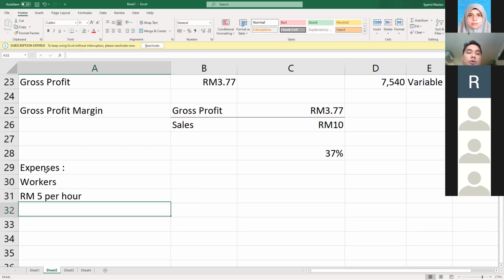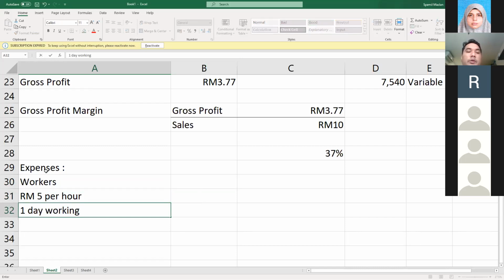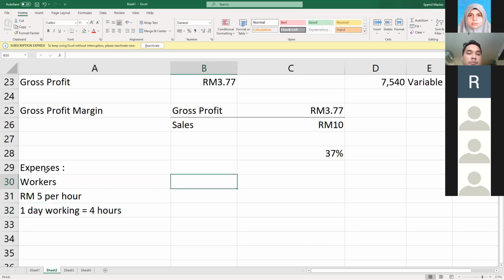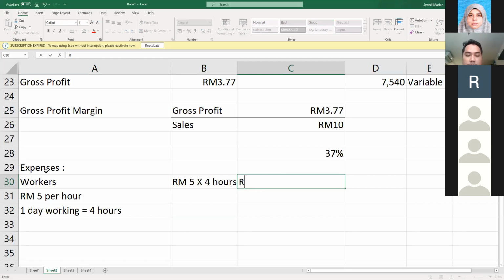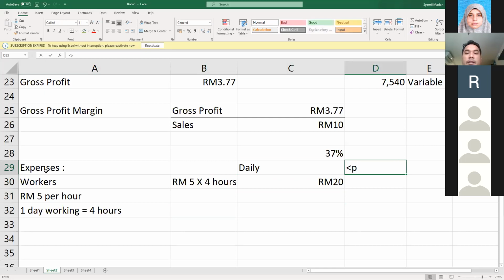Okay, one day of working is about how many hours? So maybe you want to start selling burgers from 6 p.m. until 10 p.m. It's about 4 hours. So the workers' cost is about RM5 multiplied by 4 hours, so per day it is about RM20. Okay. So in a month, how much is your cost? Because you are operating only 20 days, your cost is about 400 ringgit.